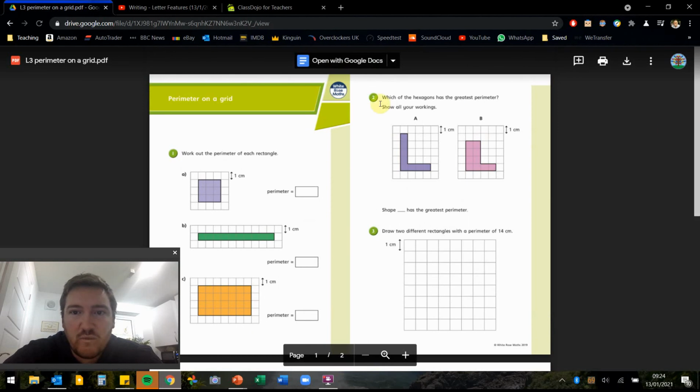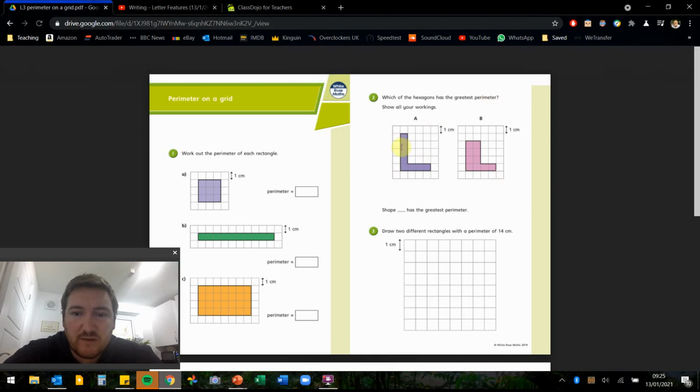And same with 2. Which of the hexagons have the greatest perimeter? So which one of them has the greatest perimeter? You're going to have to work out the perimeter of each one, and then write down what shape has the greatest perimeter.